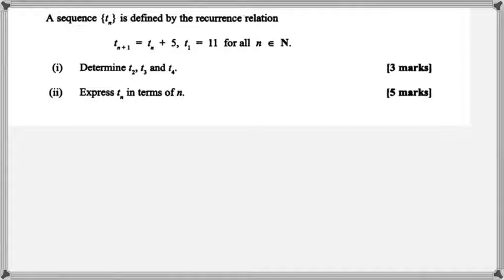So the question says that a sequence, given by the curly brackets T subscript n, is defined by a recurrence relationship. This is the recurrence relationship. And we also have that T1 is equal to 11 for all n an element of the set of natural numbers. So that's what the question gave us. It then proceeds to ask us in part 1 to determine T2, T3, and T4.